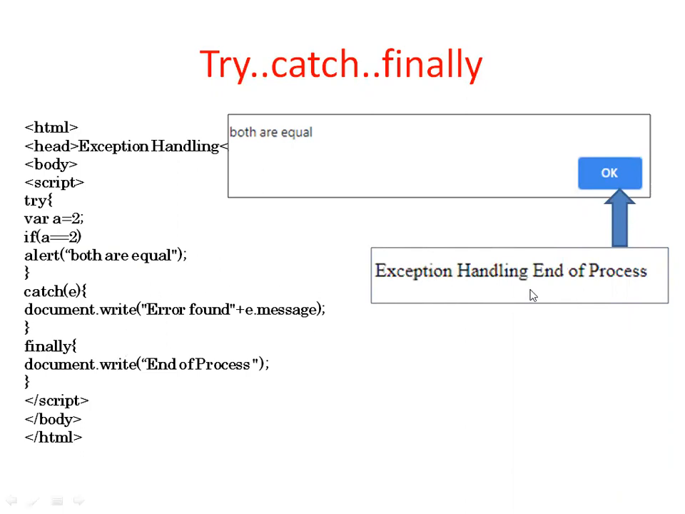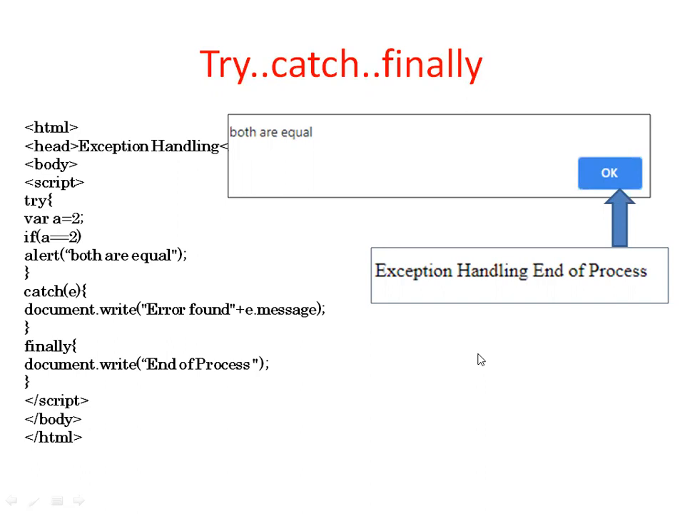you will see the output on the browser. What is the output? Exception handling. It is nothing but the heading of the web page. And what about your finally block? It is nothing but end of process. As I said earlier, it is the unconditional block. So it will be executed unconditionally at the end of the program.